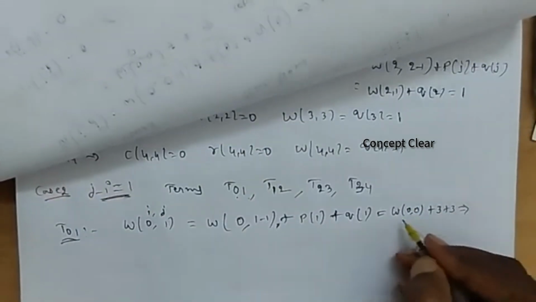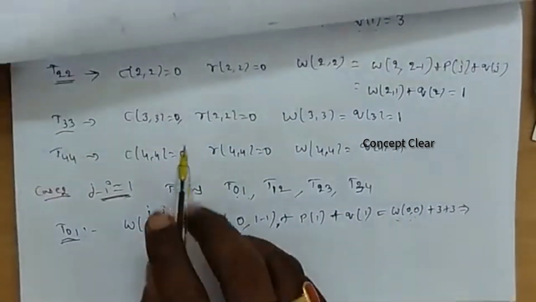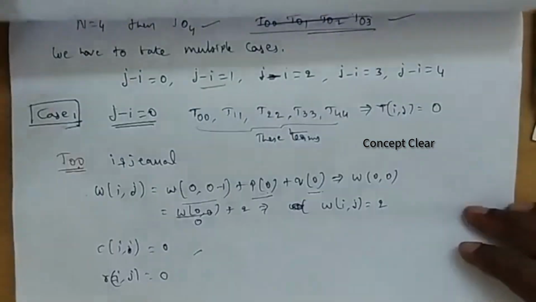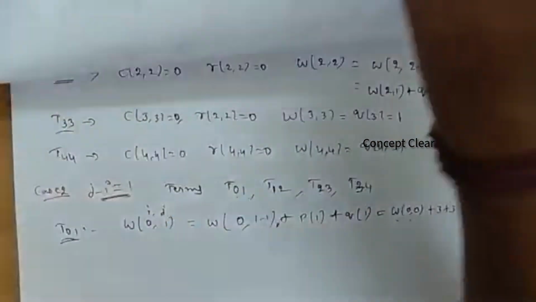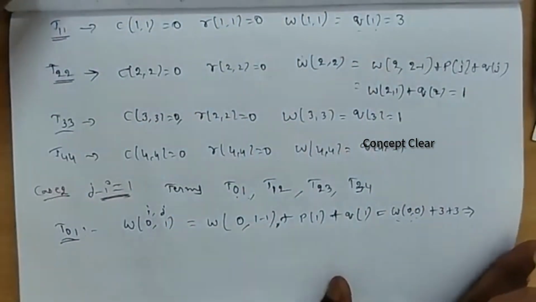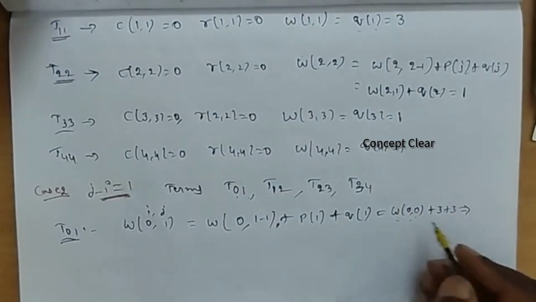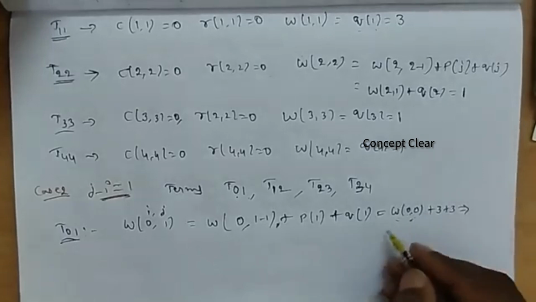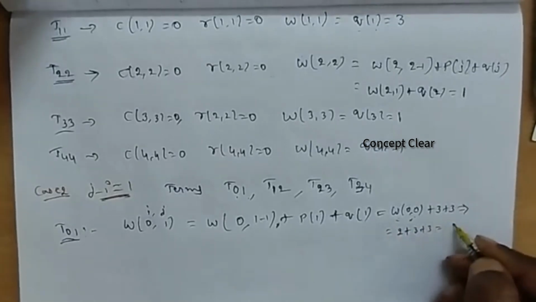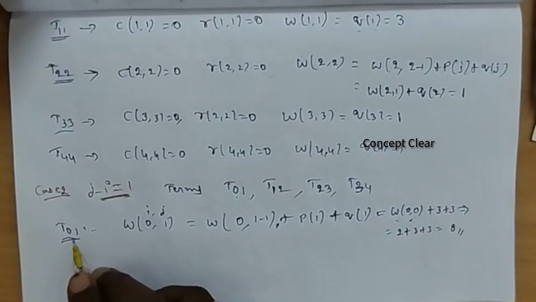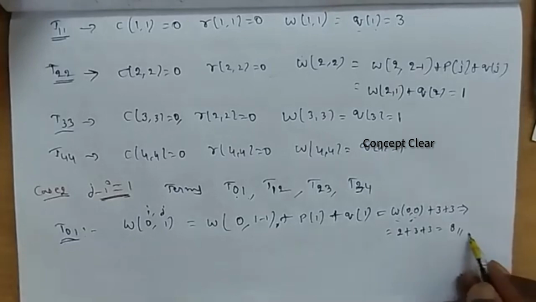And what is the answer? W of 0 0, we know, check inside the table. W of 0 0 equals 0. We updated it in the table. So here W of 0 0 equals 2. So what is the answer here? 2 plus 3 plus 3 equals 8. So T01 equals 8.